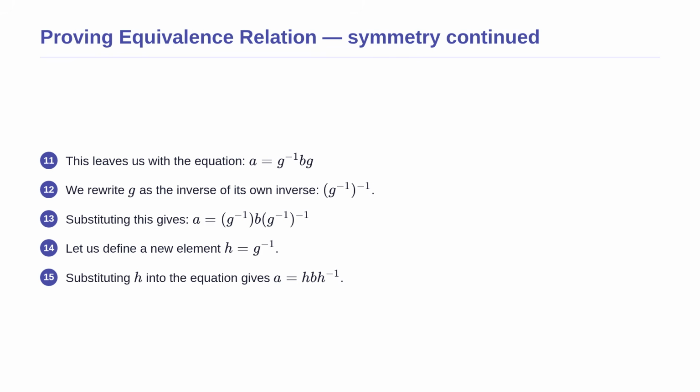Let us define a new element H, which is just G inverse. Since G is in the group, its inverse H is also guaranteed to be in the group. Substituting H into our equation gives us A equals H times B times H inverse. This perfectly matches the definition, completing the proof for symmetry.